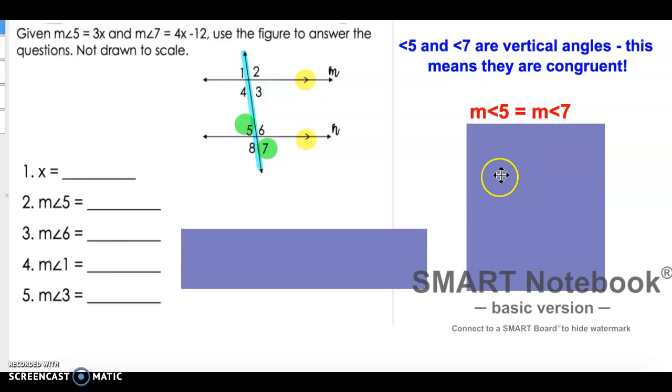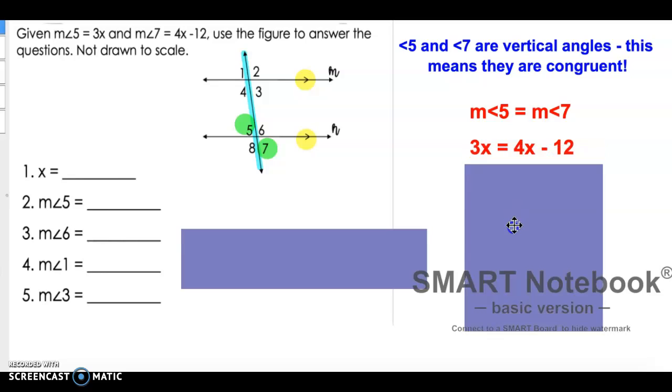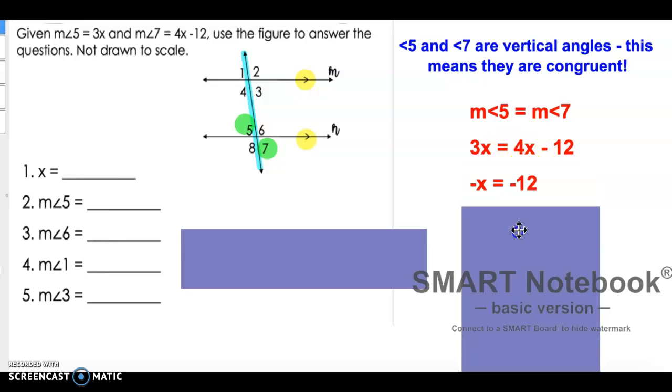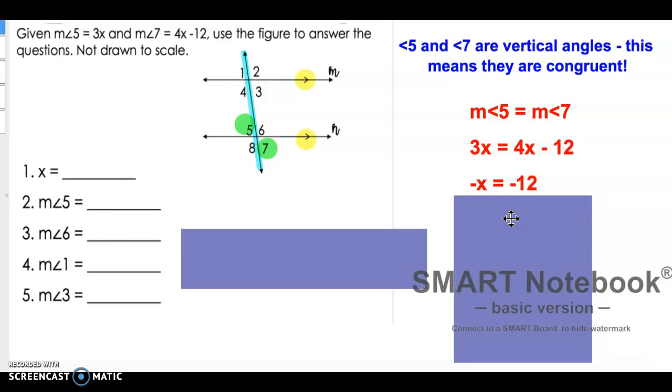Now we know from the problem that the measure of angle 5 is equal to 3x. So we have 3x equals 4x minus 12 because 4x minus 12 represents the measure of angle 7. Now we're going to solve this equation for x. So what we're going to do first is subtract 4x from both sides. When we do that, we get negative x is equal to negative 12.